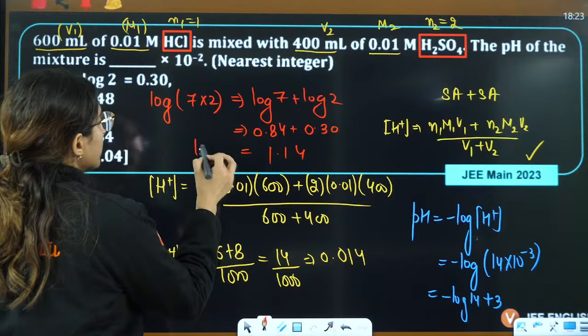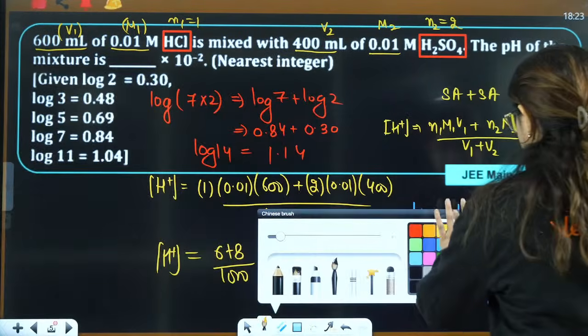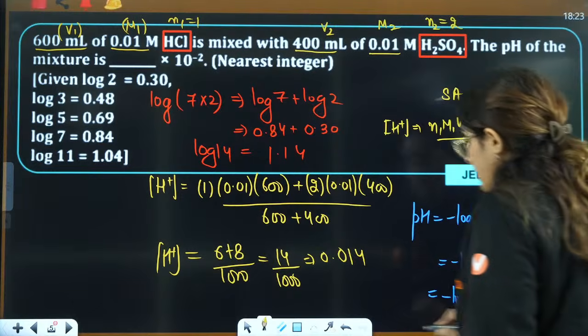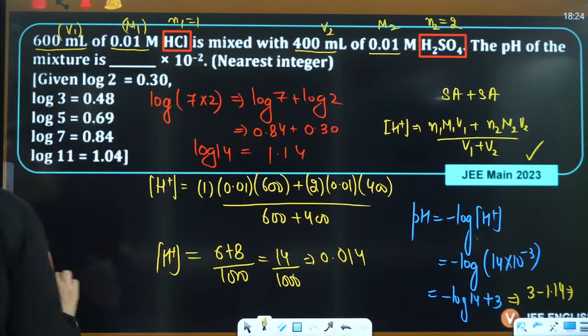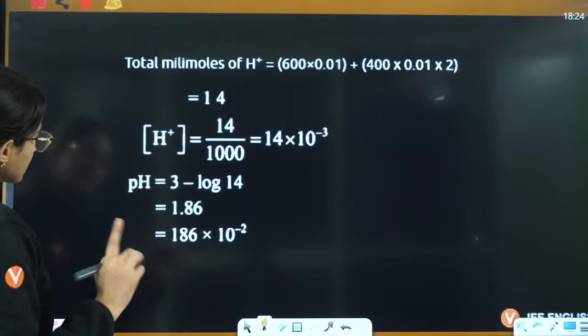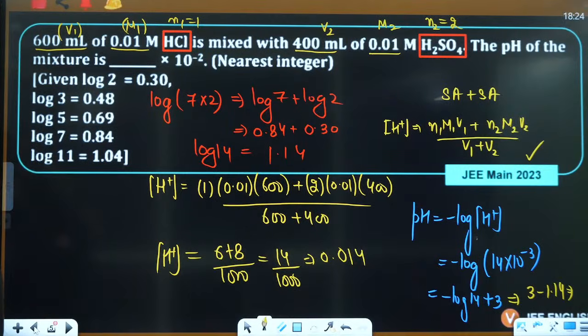That is going to be the value of log 14. So 1.14, so it will become 3 minus 1.14. I hope I have done the calculation right. Okay, so yes, it is 1.14 when you subtract from 3.